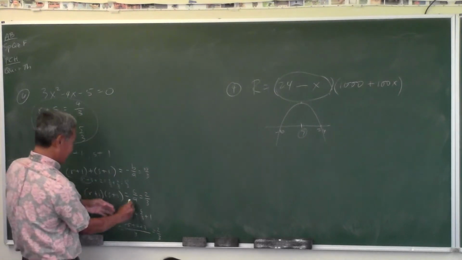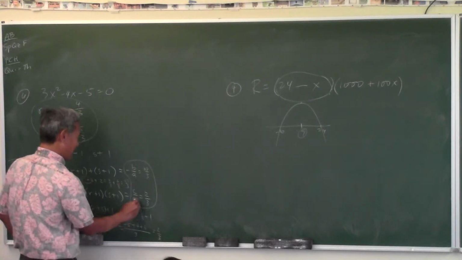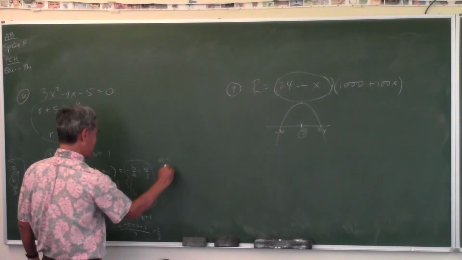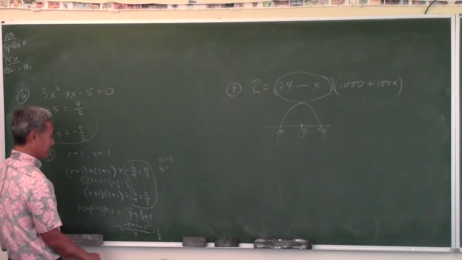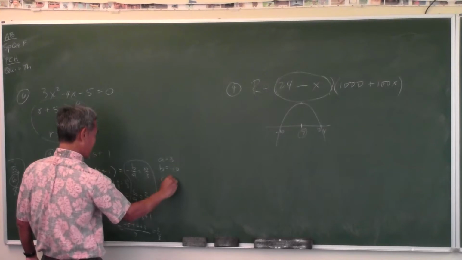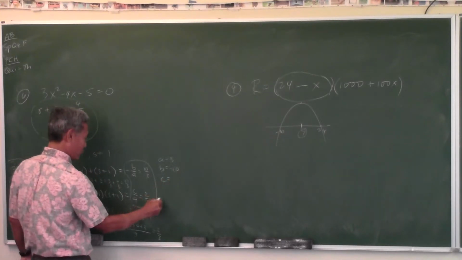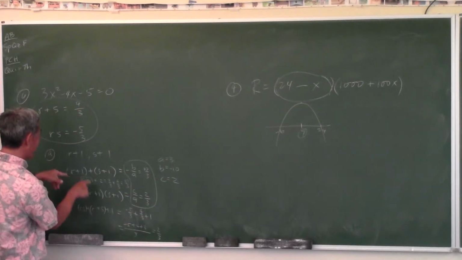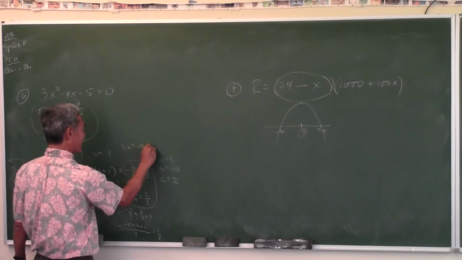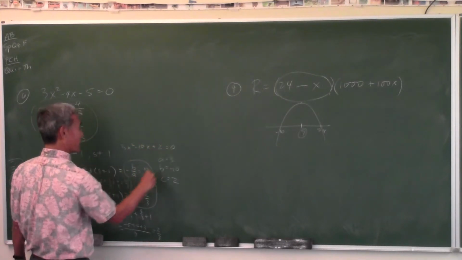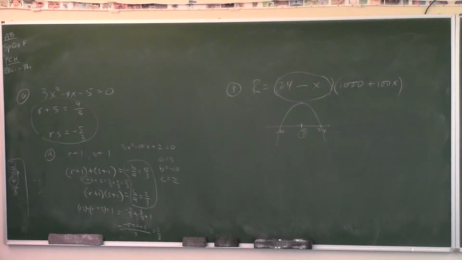Well, look at these things right here. If you were you, what would you set a equal to? 3. Then what would b be? Negative 10. And then what would c be? 2. So therefore, the quadratic equation that would give you these roots would be 3x squared minus 10x plus 2 equals 0. That's the equation.